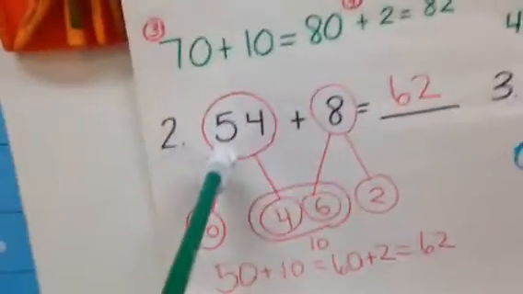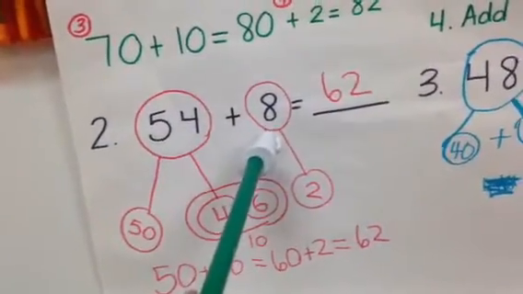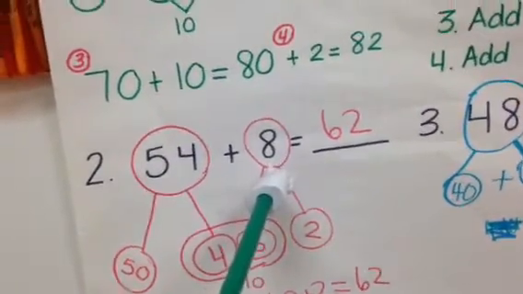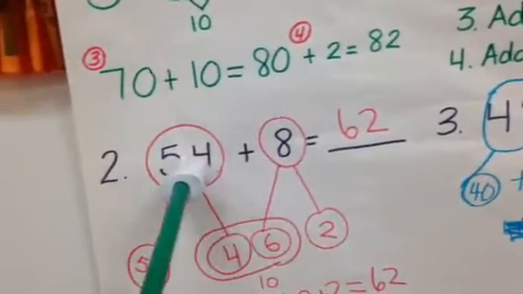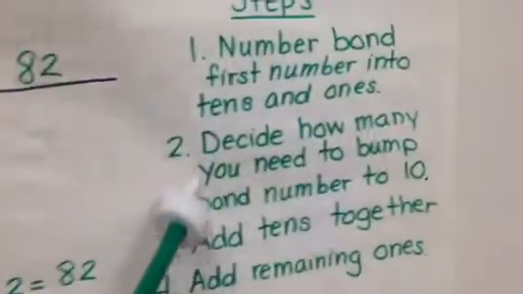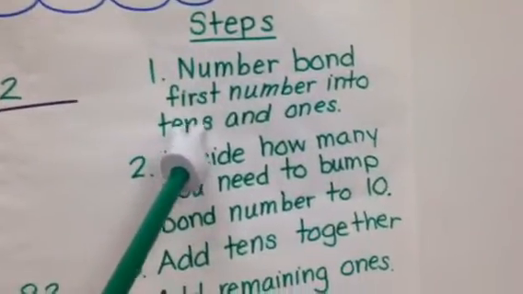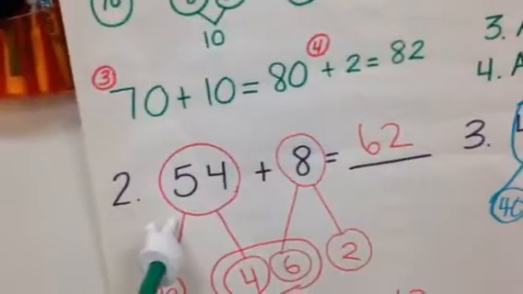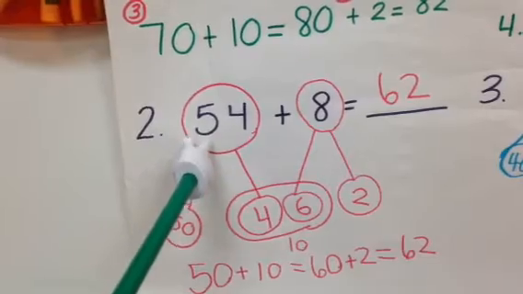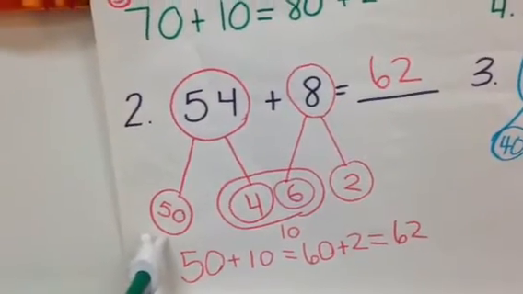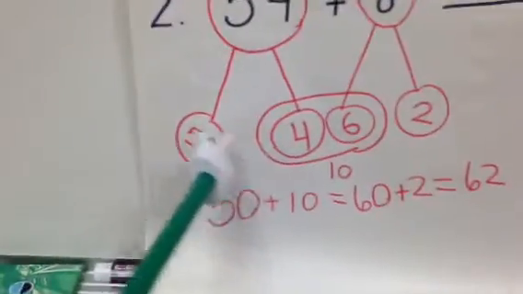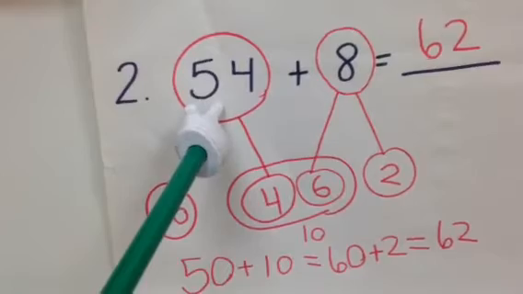So let's take a look at this example. We have 54 plus 8. Well, look here, 4 plus 8. That's more than 10, so we can't use a basic fact. What do we need to do instead? Well, look at number 1. You need to number bond the first number into its tens and its ones. How many tens are there in the 50? 5. So put the 50 here. What do you have left over? A 4, because 50 plus 4 equals 54.